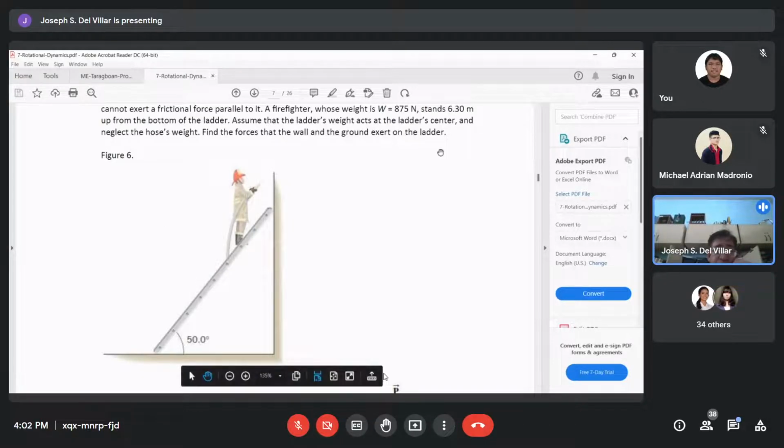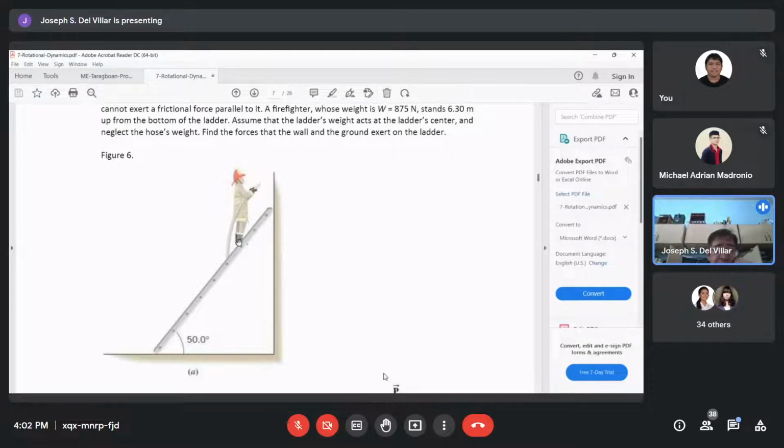So, where is that 6.3? From the ground, kung saan nandun yung ladder, ito, no? Then, you measure 6.3 along the ladder. That is where the firefighter stands. Okay? So, kung saan nandun yung paa ng firefighter, yun yung 6.3 meter mula dito sa ground, sa foot ng ladder. Okay? Hanggang dun sa feet ng firefighter. So that is 6.3.